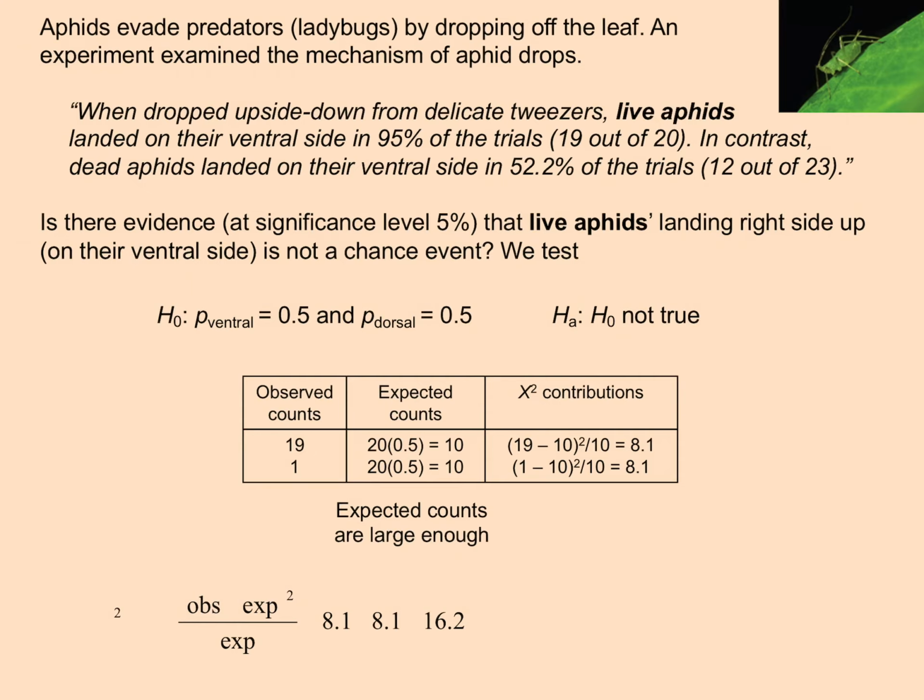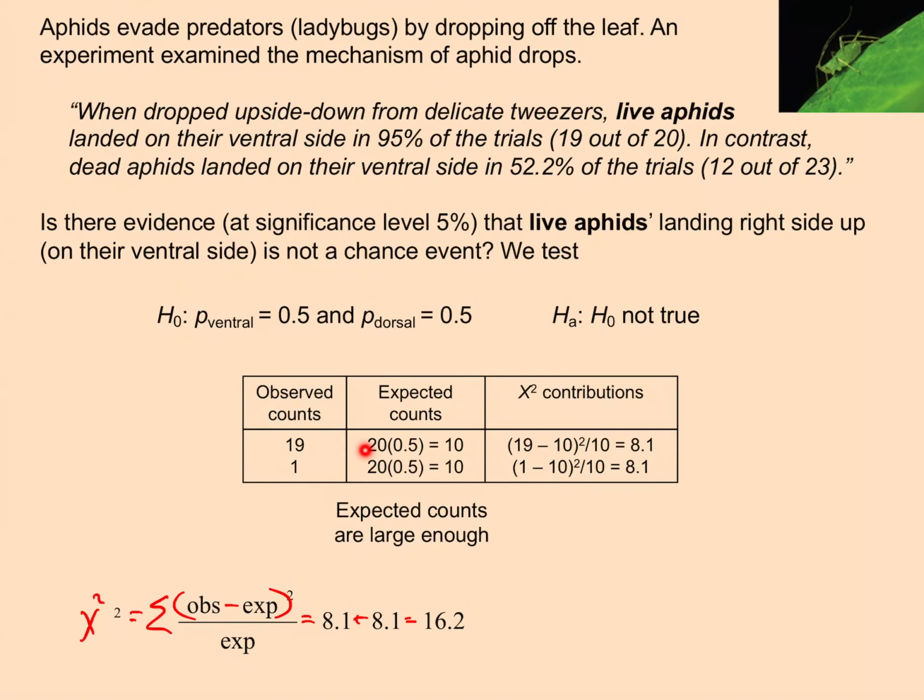So let me fill this in again. Okay, we have our data right here, our data table. We have observed counts, total of 20. 19 of them, we had aphids landing on their feet, on their ventral side. In one of them, it landed on its back, on its dorsal side. The expected count under our null hypothesis is that 50% of the landings should be dorsal and 50% should be ventral, so 0.5. So we need to find our expected counts.